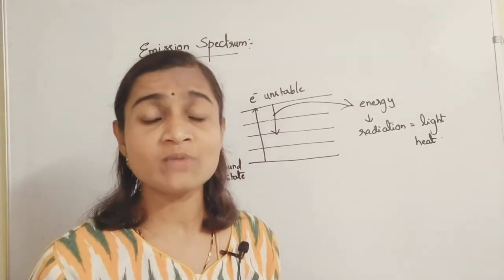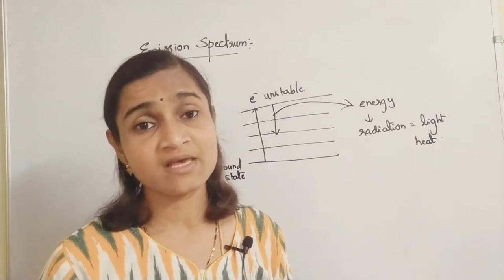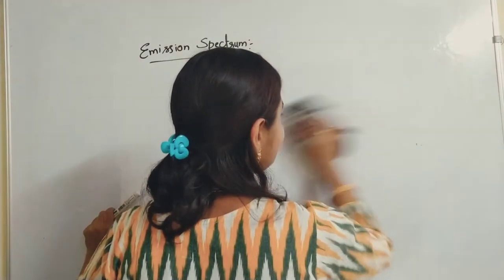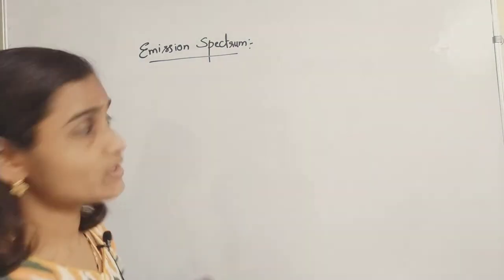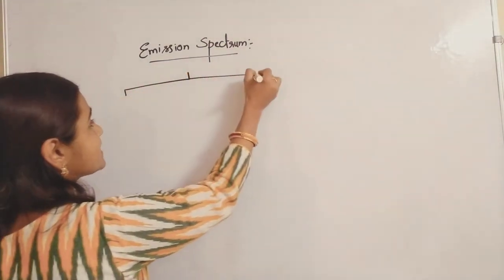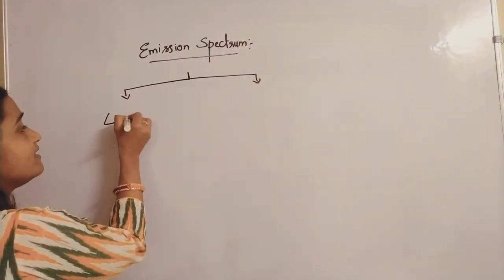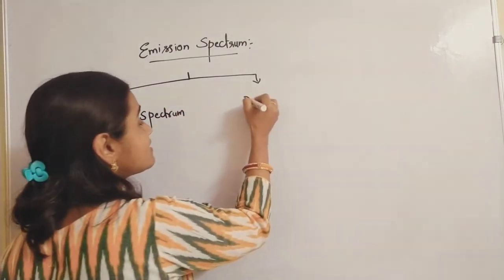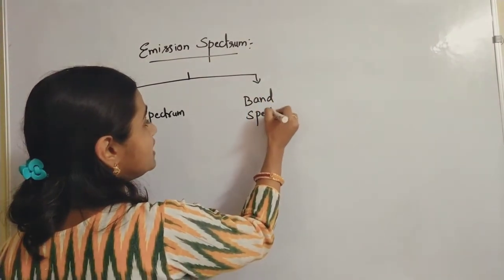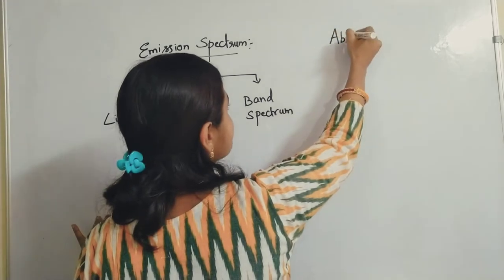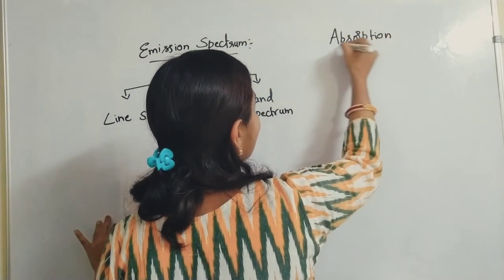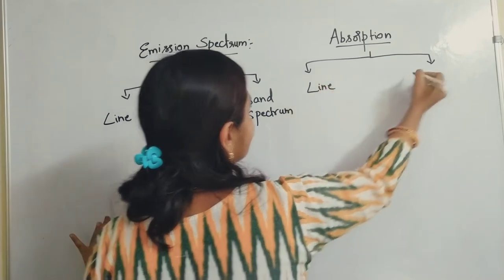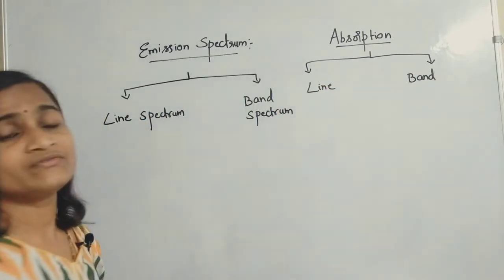Further, emission and absorption spectra are classified into two types, line spectrum and band spectrum. We are going to discuss line and band spectra in today's video. Emission spectrum is further classified into two types, line spectrum and band spectrum. Even the absorption spectrum has two types, absorption line spectrum and absorption band spectrum.